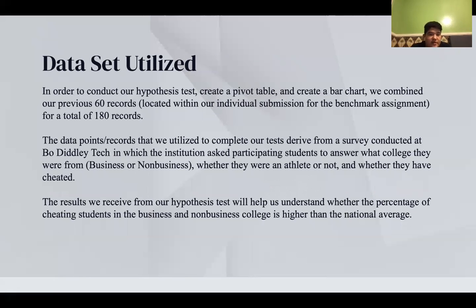In order to create the pivot table, the bar chart, and run our hypothesis test, we each took the 60 records that we had on our benchmark assignment and combined them together for a total of 180 records. These data points come from a survey that Bo Diddley Tech conducted within their institution, and the purpose of that survey is again to determine whether cheating at Bo Diddley Tech is higher than the national average. Again, our results will help us determine whether those percentages are higher than the national average.